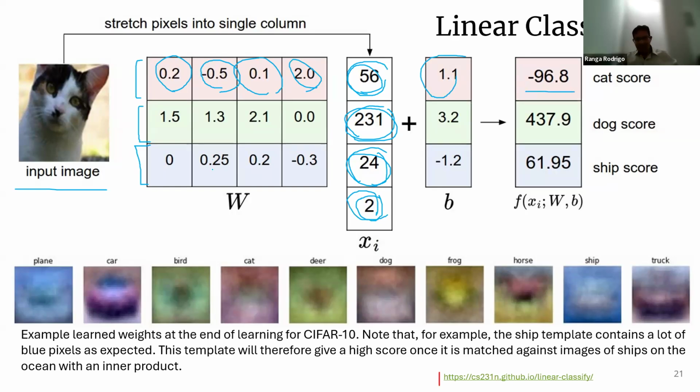Then do the same thing with the second row, that's the dog row, and you get 437.9. And you do the same thing with the ship score, and you get 61.95. So higher is the better thing, okay? So right now, the network thinks that it is a cat, dog, or a ship.